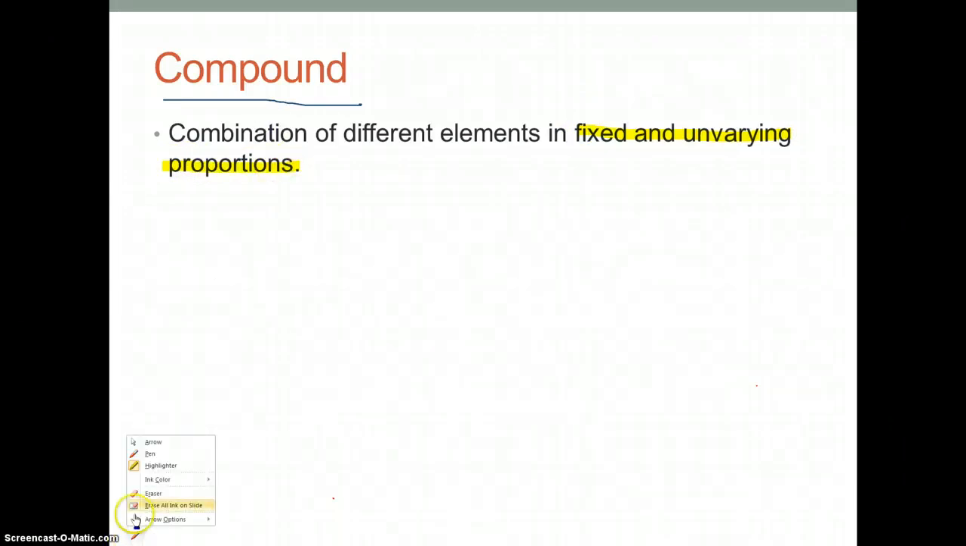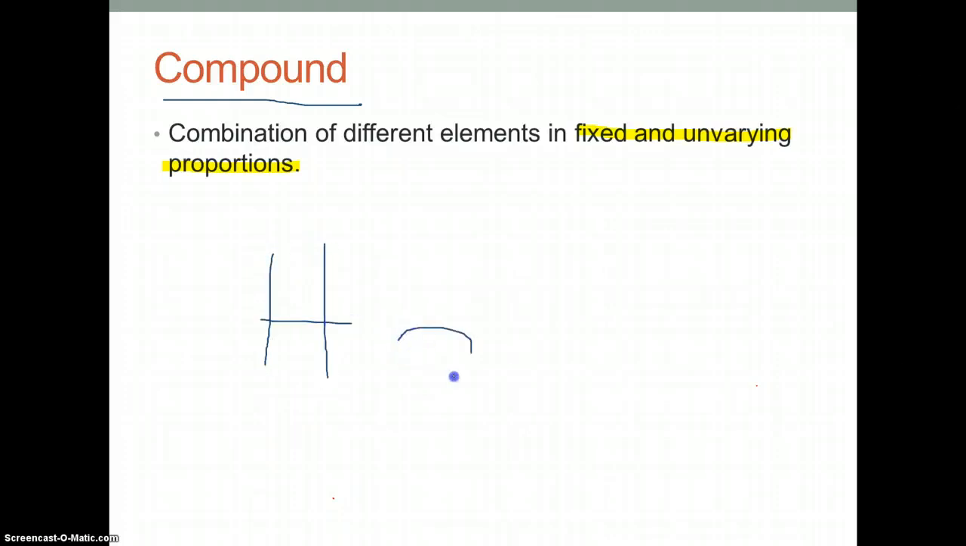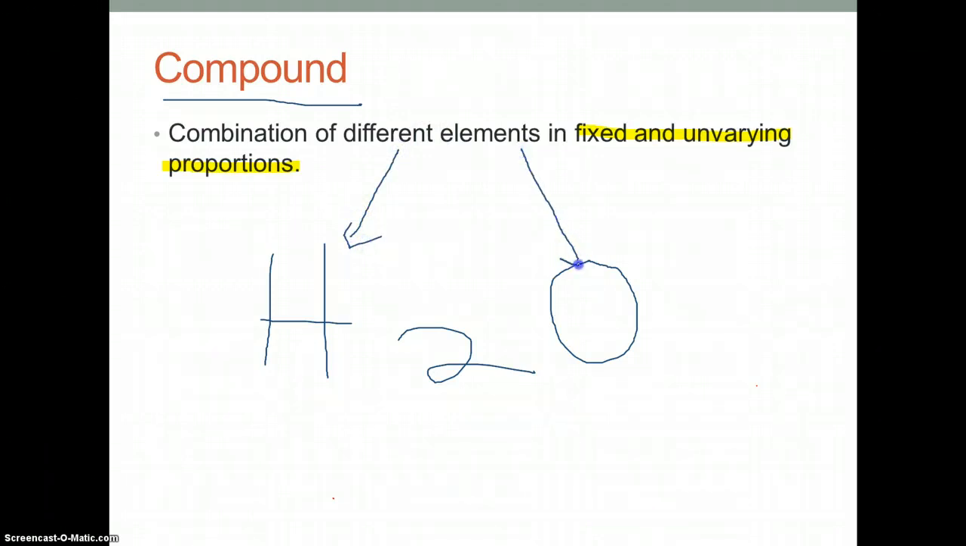Now, to explain this better, we'll be using an example, and we can use H2O, also known as water. So we can begin with the different elements. We have hydrogen and we have oxygen. So this is just giving you a better explanation of what the definition of compound means. Another part to this is proportion. So as we can see here, the proportion here is for every 2 hydrogens we have 1 oxygen.